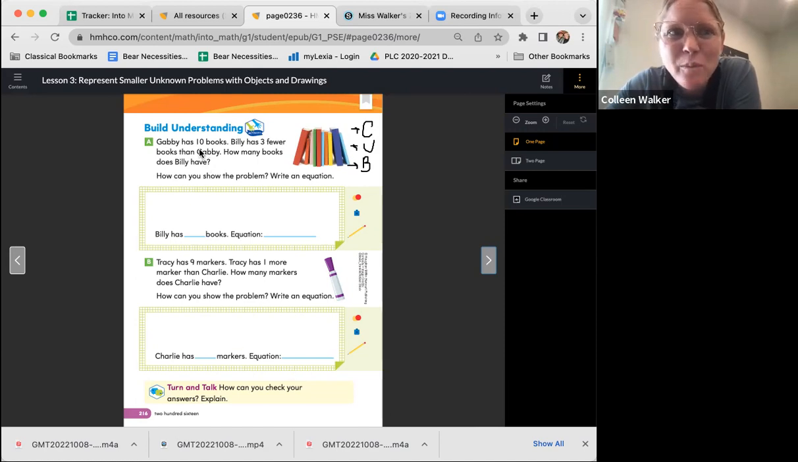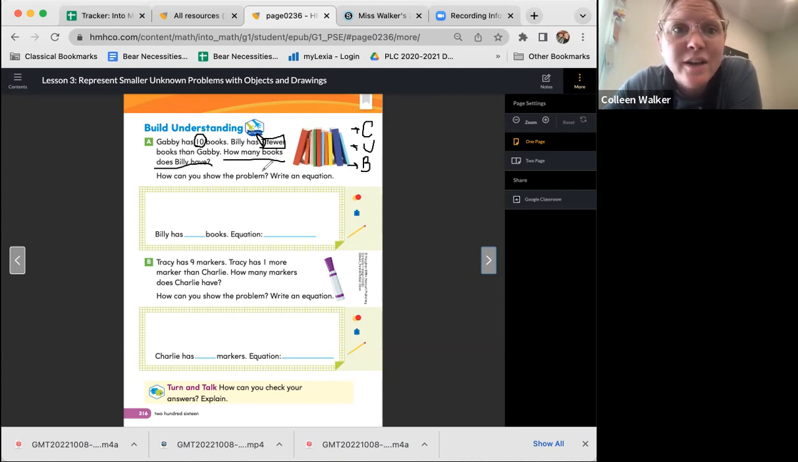Welcome back, friends. I hope you had a chance to circle your numbers, our first step. So you should have circled the 10 and circled the 3. Underline the question, how many books does Billy have? And then we need to find keywords. Do you guys see keywords? Gabby has 10 books. Billy has 3 fewer books than Gabby. Yes, if you said fewer, that is a key word.